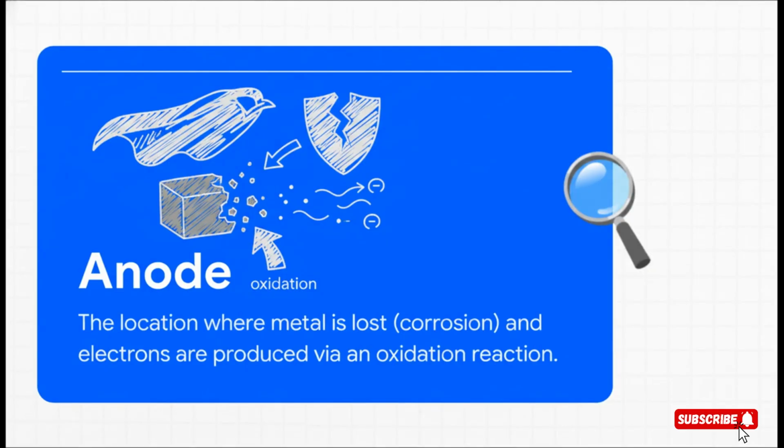So, let's start with the anode. This is where the action happens. And this is where the damage happens. It's the part of the metal that is actively sacrificing itself. It literally gives up tiny particles of itself, we call them ions, into the electrolyte. And in doing so, it releases electrons. This chemical reaction has a name. It's called oxidation. And oxidation is the very definition of corrosion.